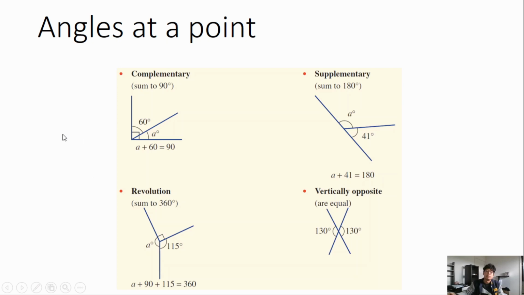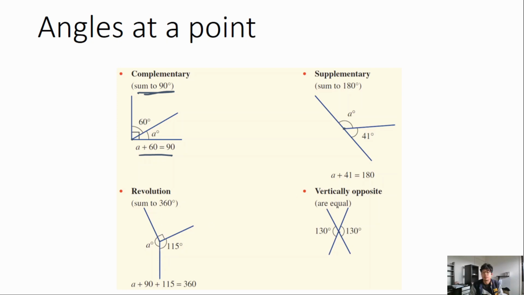Alright, so these are some more angles that we need to know, and they're generally known as angles at a point, because if you have a look at them, they're all based on a point like that. Here, there, and there. So complementary angles are angles that sum to 90 degrees. So if you add them together, they will give you 90 degrees like that. Supplementary, they add to 180 degrees. These two would give you 180. Revolution is when all the angles added together sum to 360 degrees, like this one here.